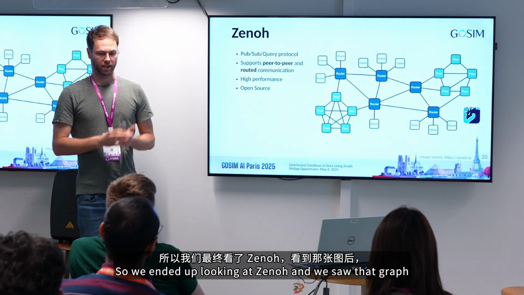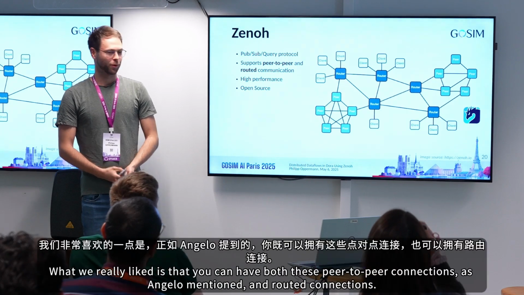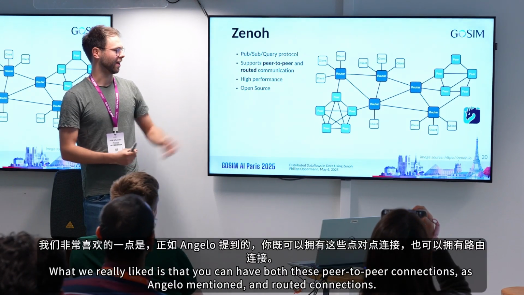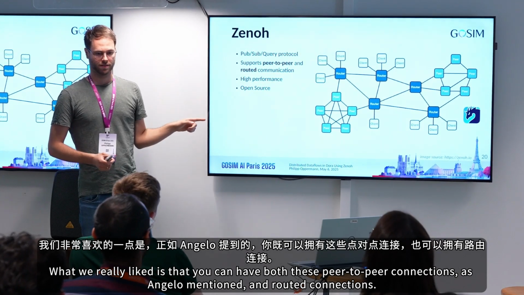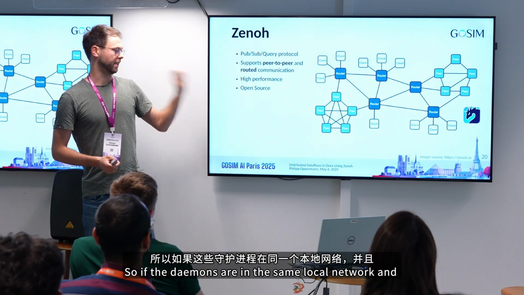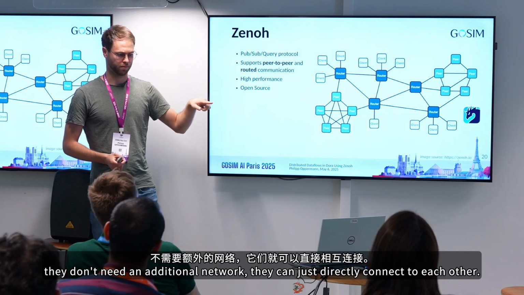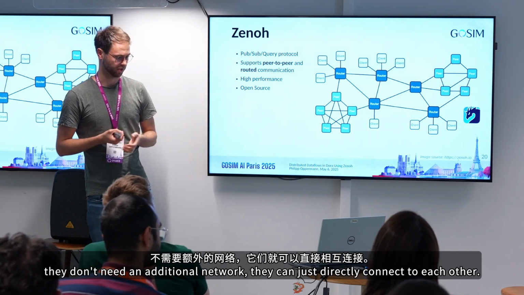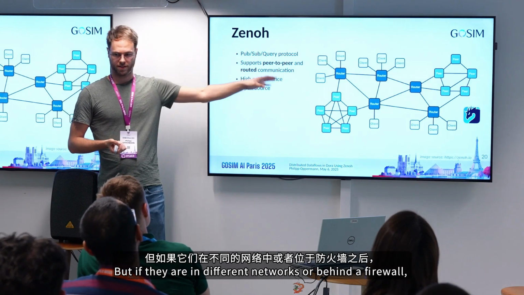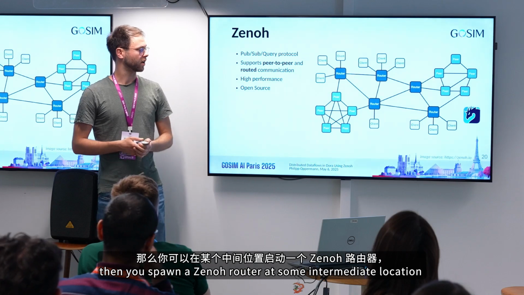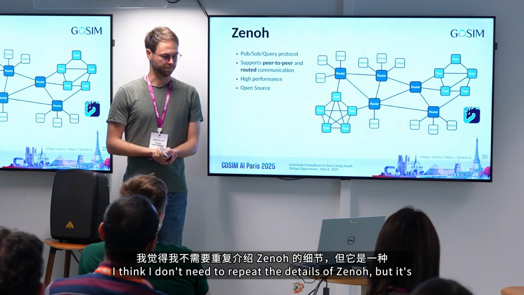So we ended up looking at Zenoh, and we saw that graph and thought, okay, that's a good candidate. What we really liked is that you can have both these peer-to-peer connections, as Angelo mentioned, and routed connections. So if the daemons are in the same local network, then they don't need an additional network hop. They can just directly connect to each other. But if they are in different networks or behind a firewall, then you spawn a Zenoh router at some intermediate location and let it forward the messages for you.